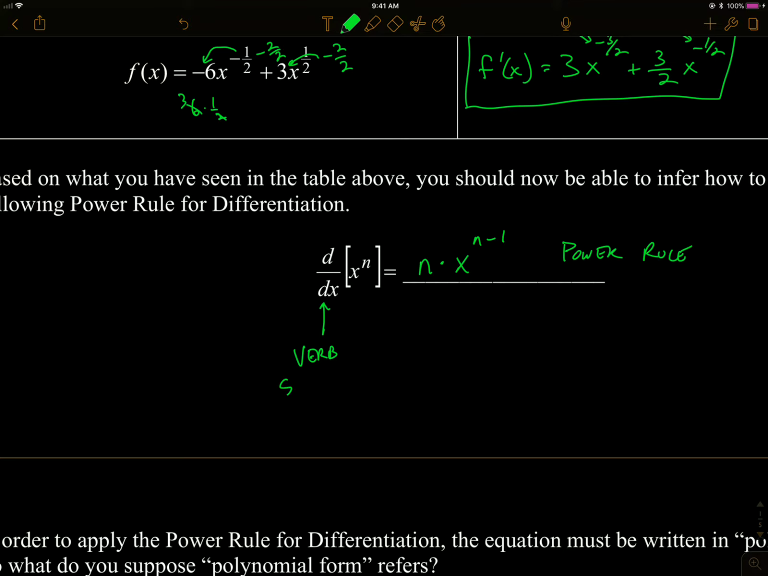Okay? And it says, take the derivative of whatever's inside the parentheses. All right, so it's saying take the derivative of x to the n. So I could say something like take the derivative of x to the 4th, and that would be 4x cubed.